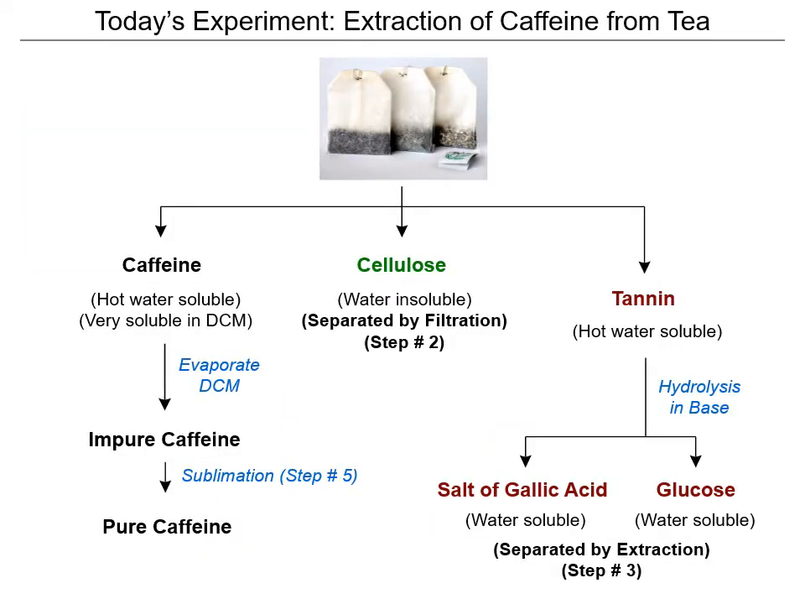And here we see an overview of what this experiment is going to look like, right? You have your caffeine here, soluble in water, very soluble in DCM. You can evaporate the DCM and you have impure caffeine, which you can then sublime and you have pure caffeine. The cellulose is not water soluble, so that can be separated by simple filtration, right? And then you have tannin, which is hot water soluble. You can hydrolyze it in the base, make it get stuck in the water, and then extract it by using the differences in solubility and DCM, right? So I'll go over this in a bit.